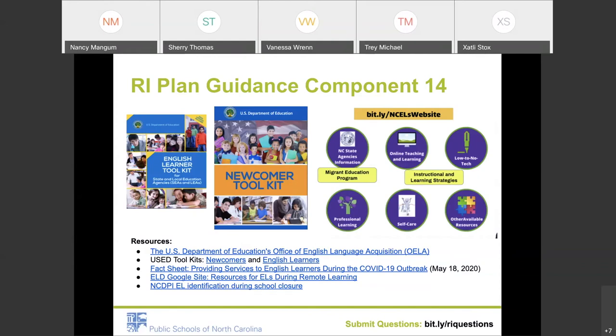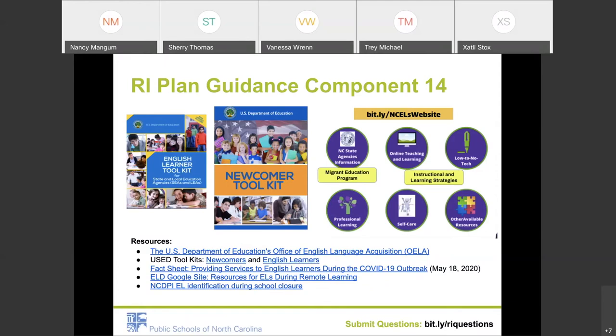So we have some links on the slide from our website, our Google site, and the short URL is bit.ly/NCELs website. And I would like to take your attention to the main page that is for resources for English learners doing remote learning. We have shared information from the Migrant Education Program. These are two different programs, the ESL Title III program and Migrant Education Program, but sometimes we have in the districts students who qualify for both programs, so they receive services from both programs. Sometimes we forget about this, but it's important to have that.